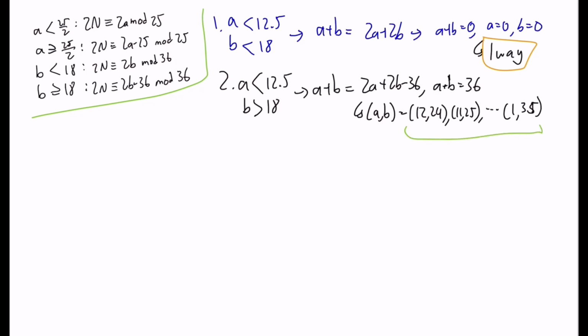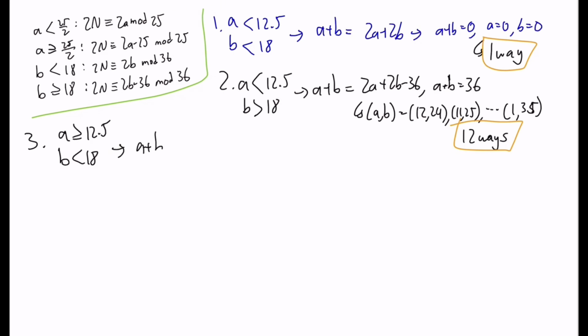And we see that this much is 12 ways, right? So that's 12 ways in total. So that's 12 more ways. And thirdly, it's when a is greater than or equal to 12.5, but b is less than 18.